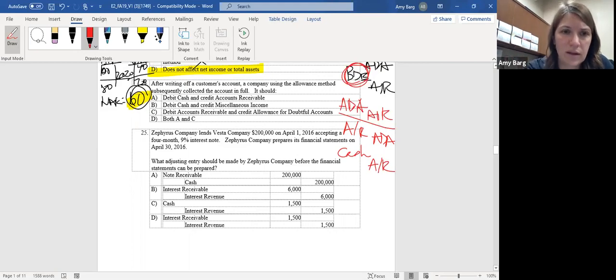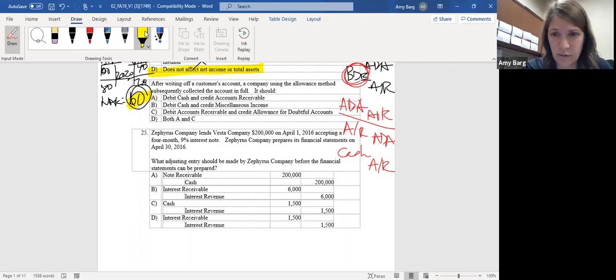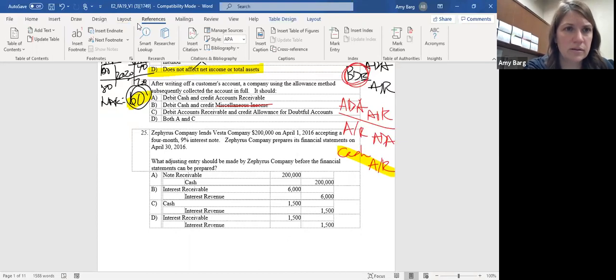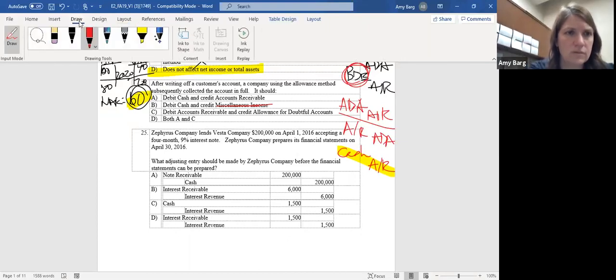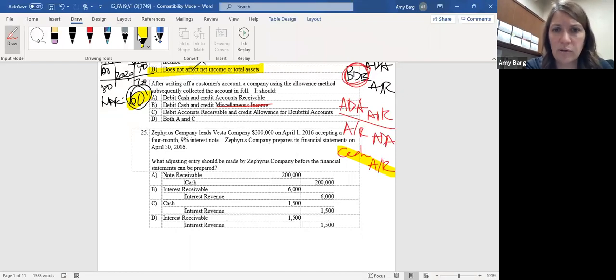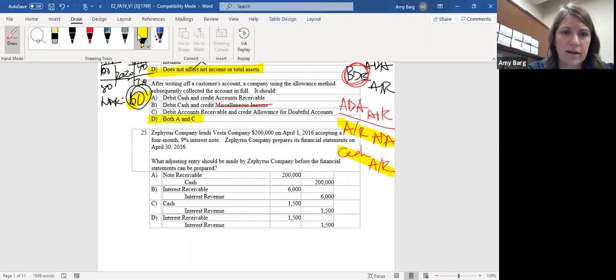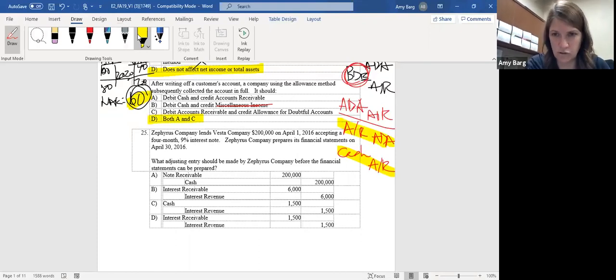So after writing off a customer's account, it should debit cash and credit accounts receivable. It should definitely do that. But let's just read the rest of the answers. Debit cash and credit miscellaneous income? No, miscellaneous income. Debit accounts receivable? Whoops, wrong. Debit accounts receivable and credit allowance for doubtful accounts? Oh, well, it should do that too. So the answer is both A and C. We have to do both of those journal entries. All right, last one.